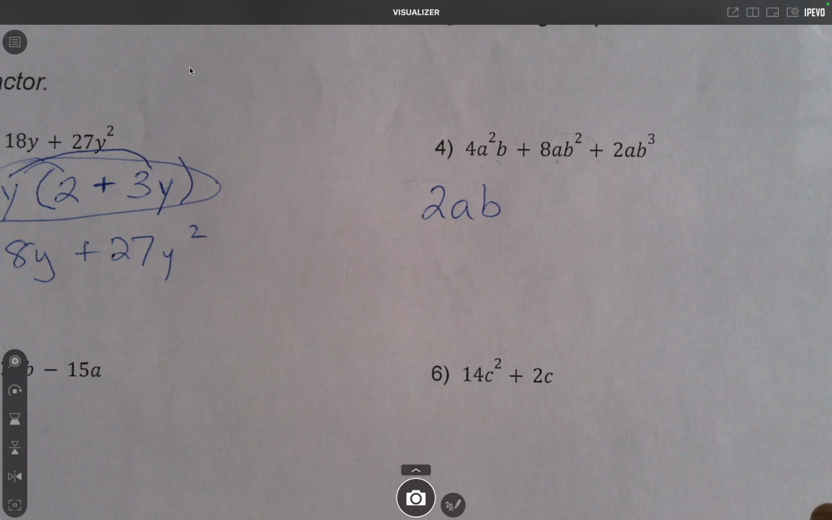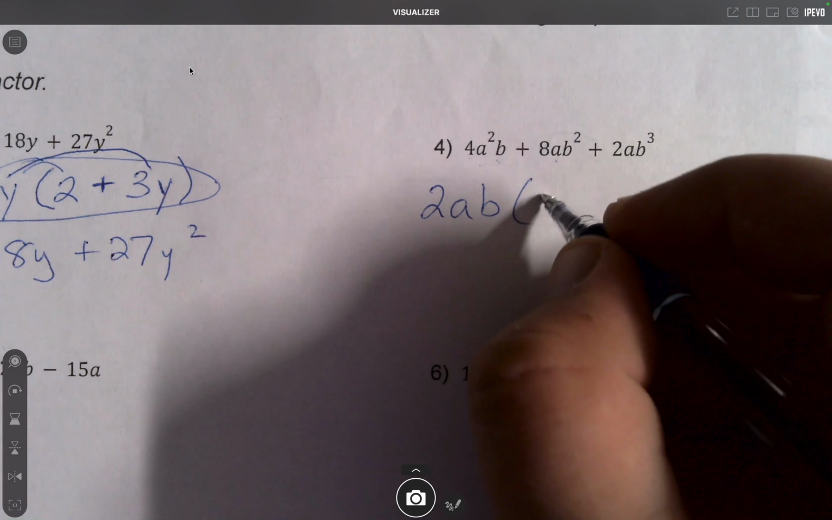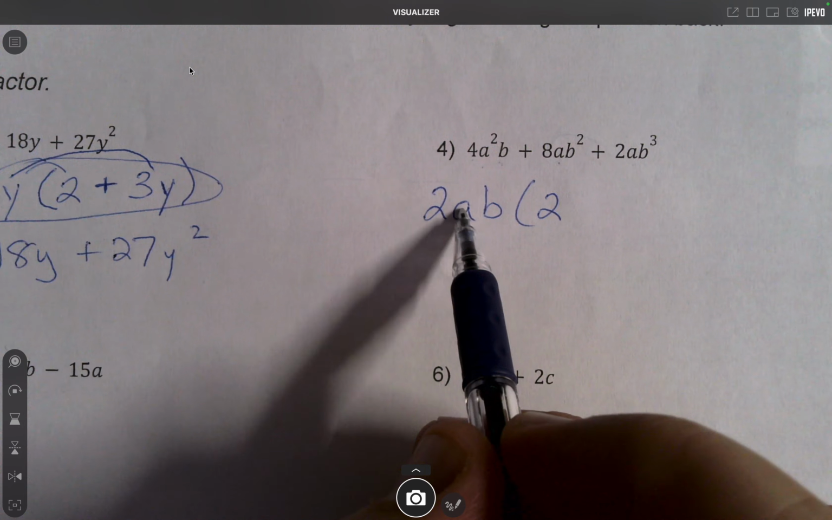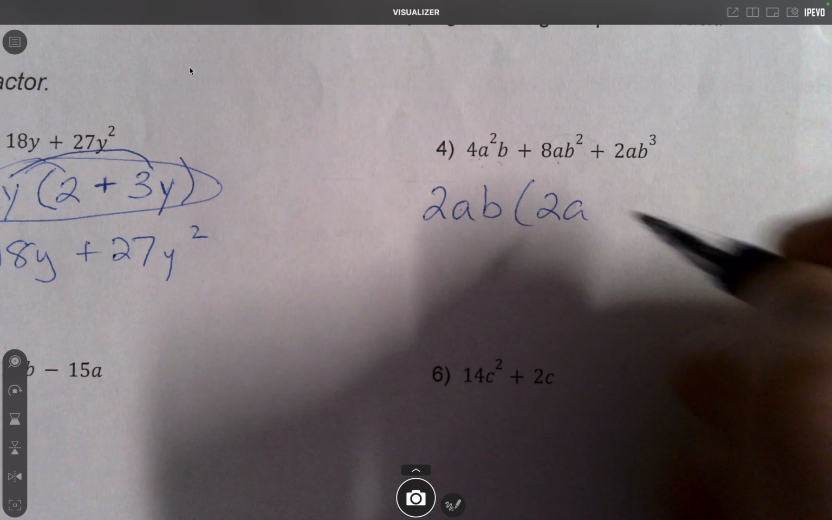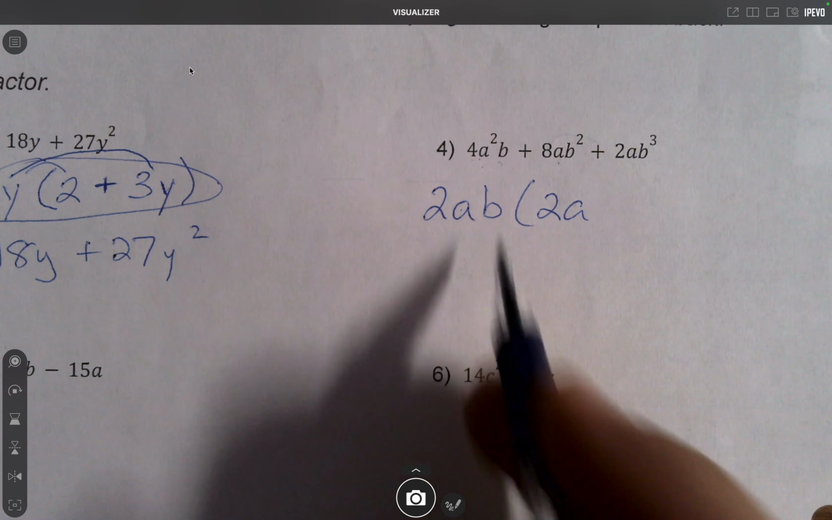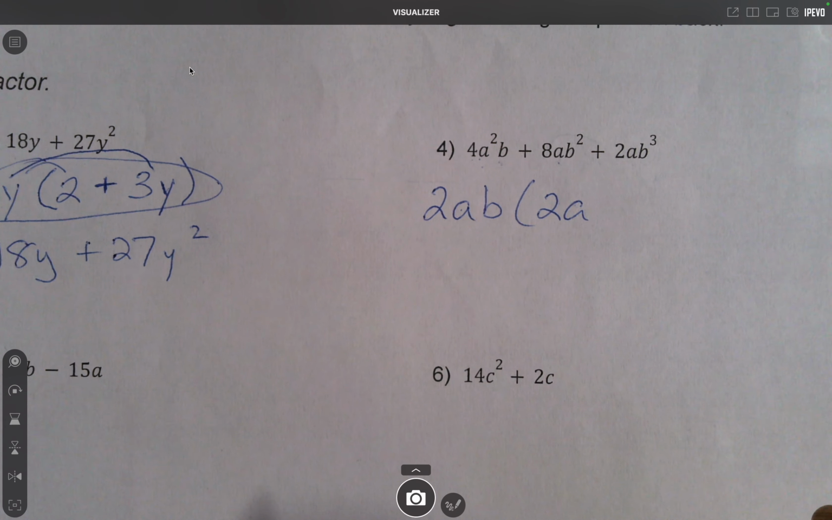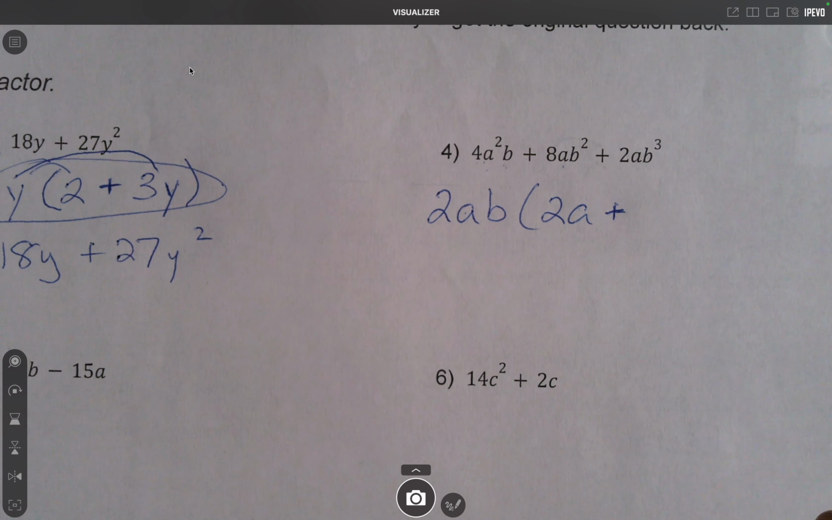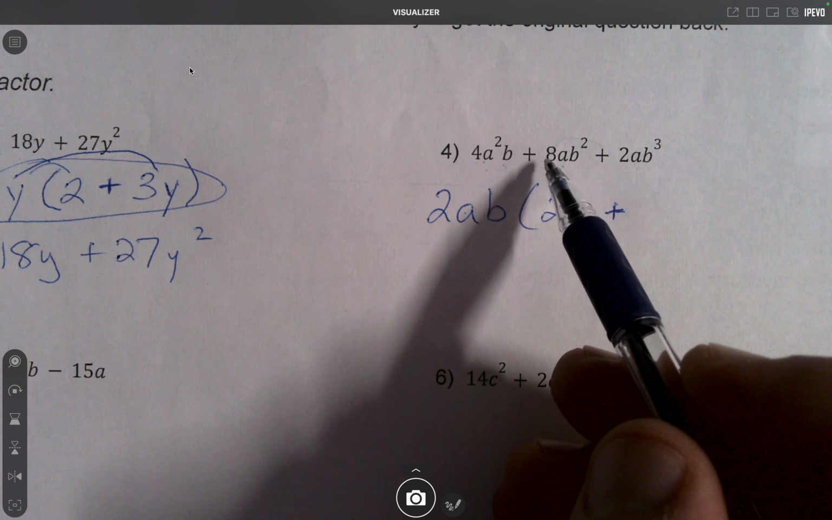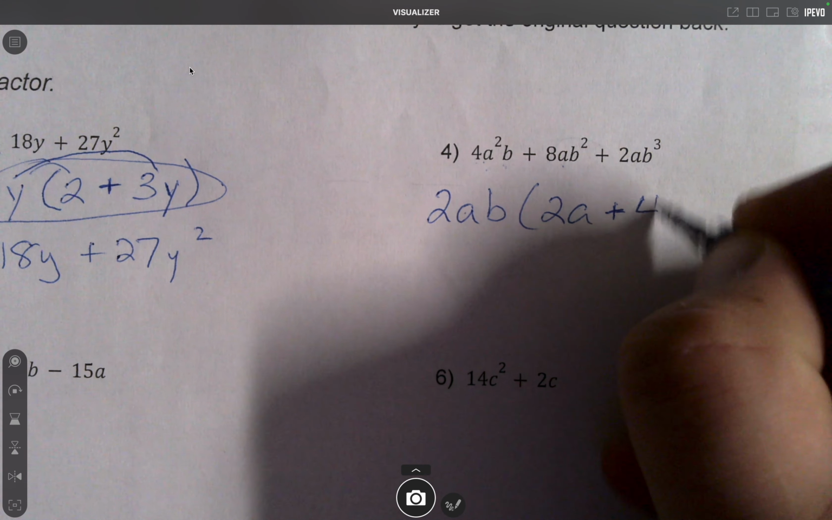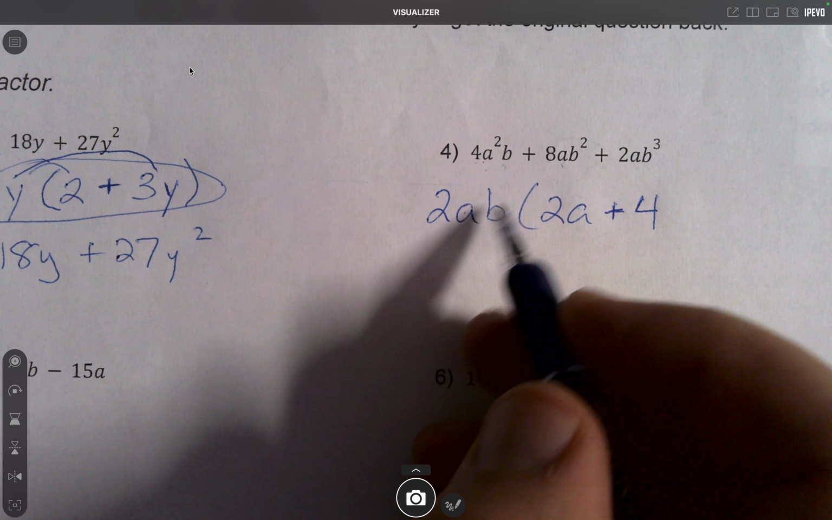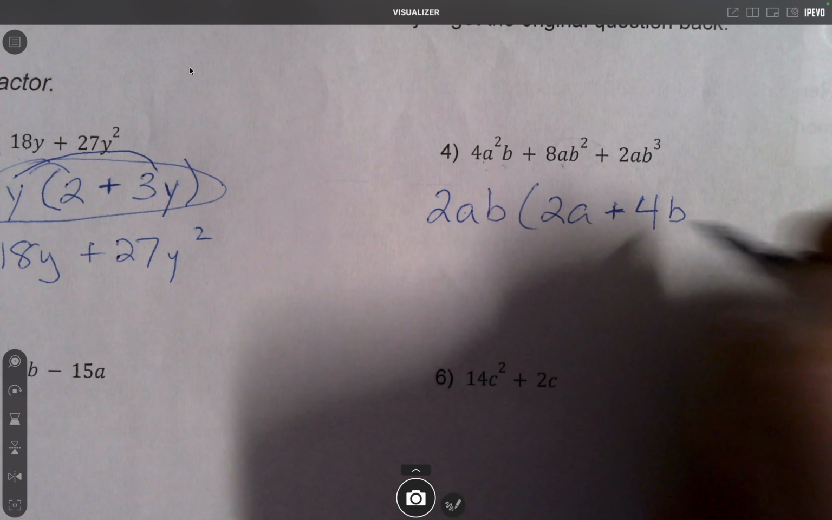So first, with the numbers, just divide. 4 divided by 2 is 2. We're taking away one of its A's, so it has one A left over, but we took away its only B, so it has no B anymore. For the next one, we do 8 divided by 2, which is 4. We took away its only A, so it has no more A's. We took away one of its B's, so it still has a B left over.